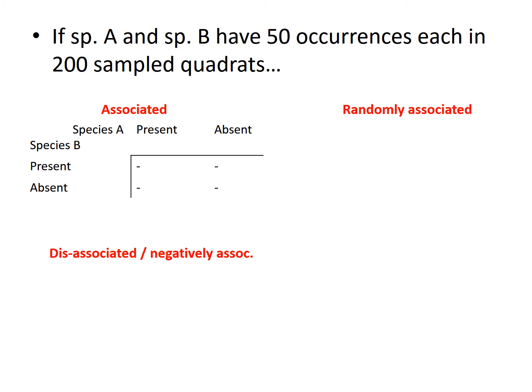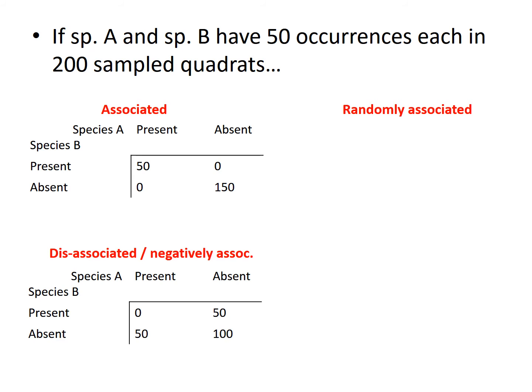Okay, and if we see perfect spatial association, all 50 occurrences of species A and B will occur together, and there'll be no cells where one species is present, the other is absent, and the remaining 150 cells will have both species absent. Let's now move down to negative association. What would we expect to see if the two species were perfectly negatively associated? Well, we'd expect that there would be 50 cases where species A is present and species B is absent, and likely the inverse also. That then leaves 100 cells where both species are absent.